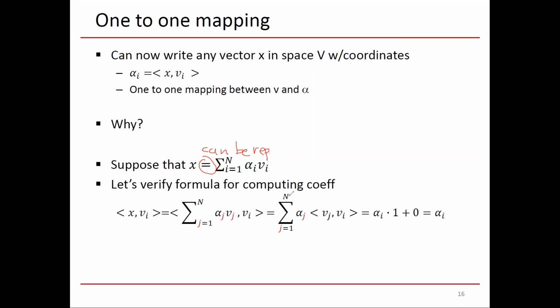Let's verify the formula for computing the coefficients. The inner product between x and Vi, recall that we want this to be alpha i, is equal to an inner product between, we substitute for x, a summation over j going from 1 to n of alpha j Vj. I'd like to highlight that we're using j instead of the i's that we used earlier, because here we're using i for the vector Vi.